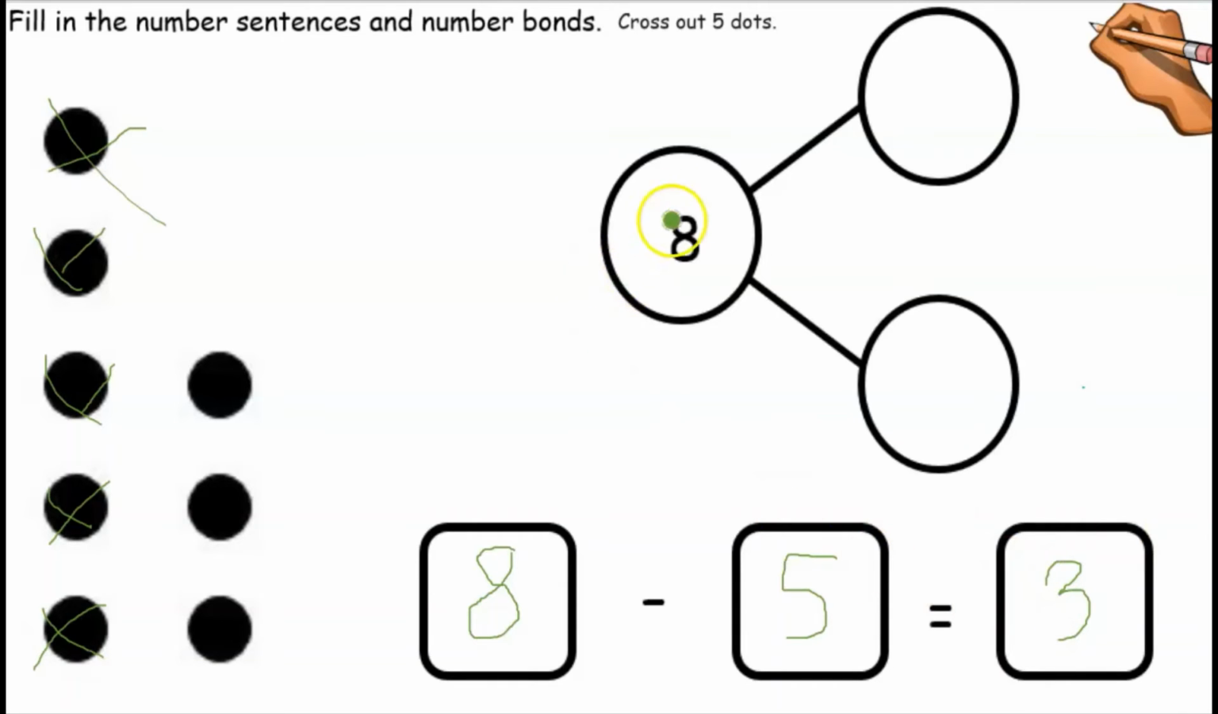Now let's fill in our number bond. We already know we started with 8. Here's our hole. We took away 5. I'm going to immediately put 5 in and cross it out. Why am I crossing it out? Because 5 were taken away, and we have 3 left.